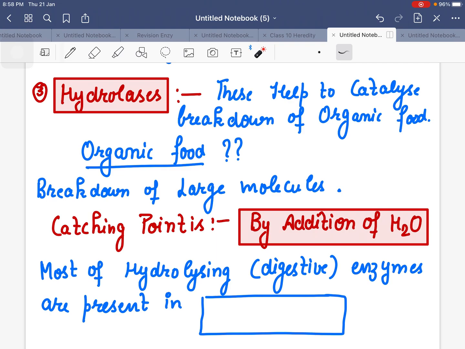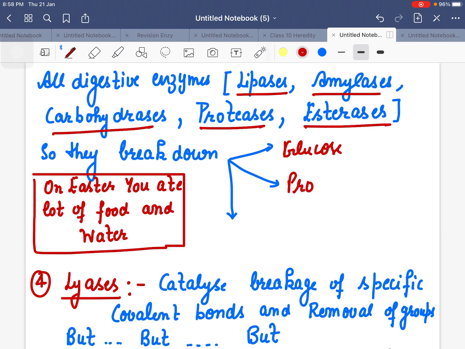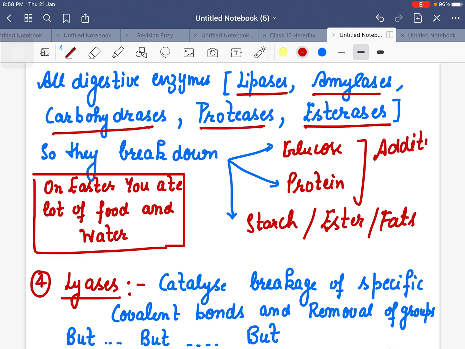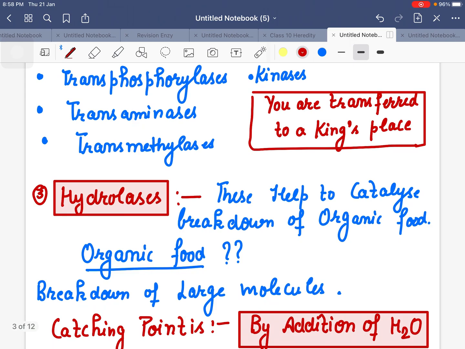organic food. Mostly very strong digestive enzymes are present in one of our organelles, the lysosomes. Lysosomes have very strong digestive enzymes. All the digestive enzymes, like lipases, amylases, carbohydrases, proteases, esterases, help in breakdown of glucose, proteins, starch, or esters, or you can say fats. But in the presence of water. So whenever the word hydro comes, they catalyze large molecules.